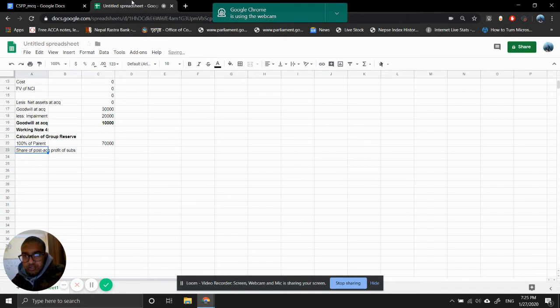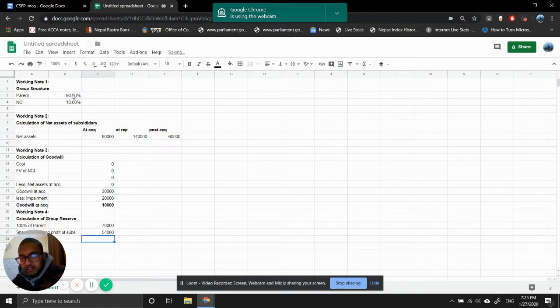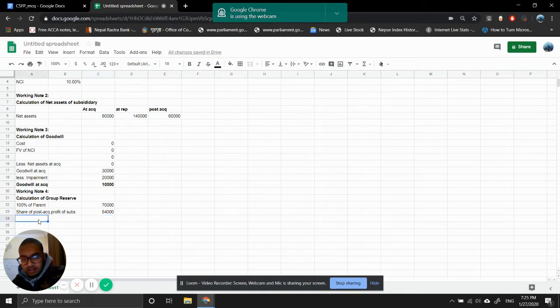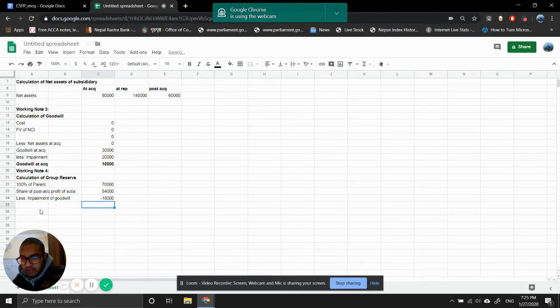Okay, of subsidiary is, what's our post acquisition profit? This figure into our percentage, parent is 90%. Okay, and then there will be a deduction of impairment for our share. Since there is an impairment of goodwill, we need to deduct this figure with a minus, so that we get it in negative, so 90% of that, and then it should be our total figure. Okay, so let's sum it up.